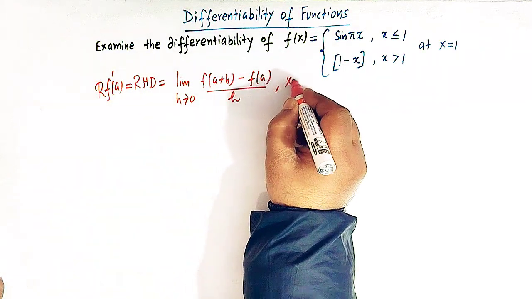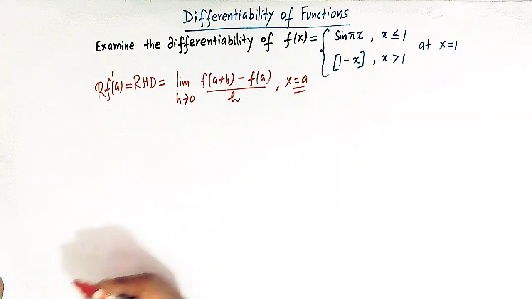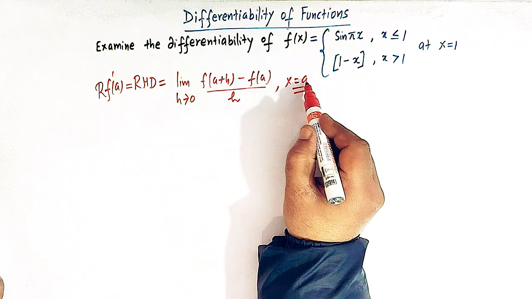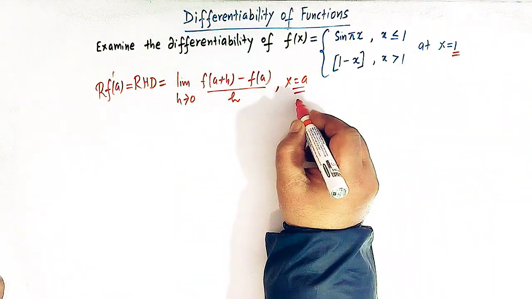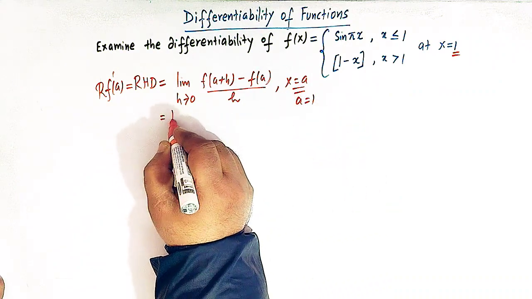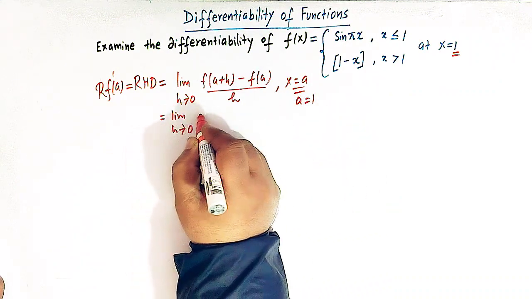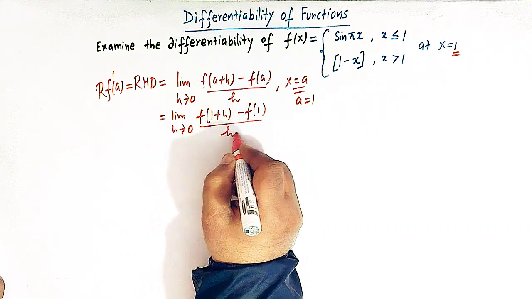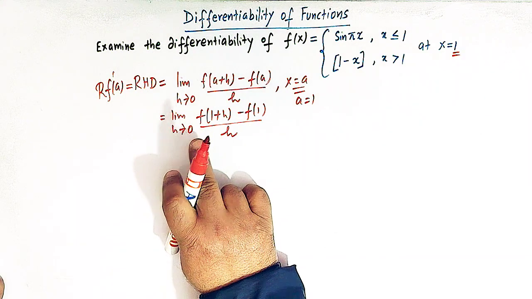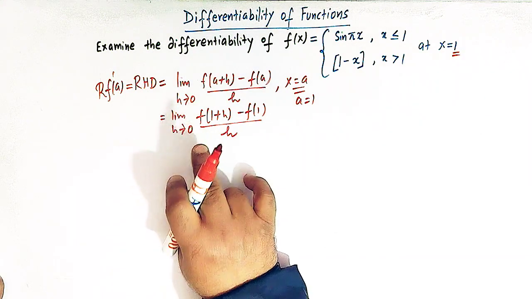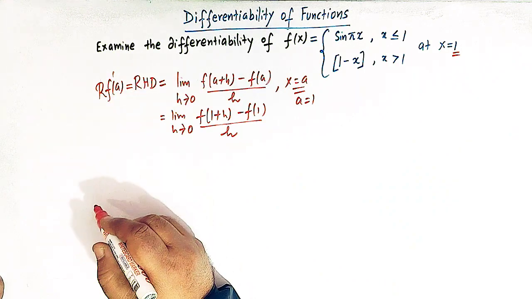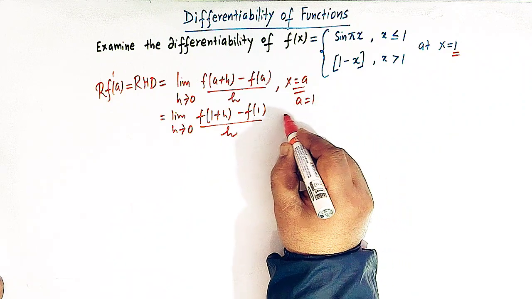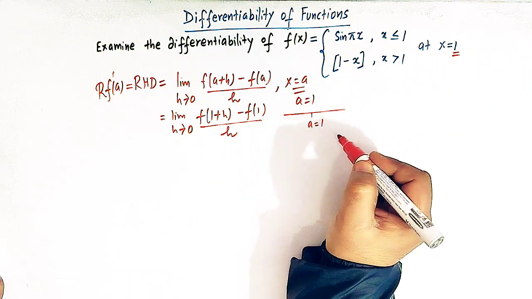So here the point is x is equal to a, right? Now see, here this point a is equal to 1. So we have limit h tends to 0 of f of 1 plus h minus f of 1, divided by h, right? Okay, so now see, when we have to find out the right hand derivative of the function f of x at a is equal to 1, here we have a is equal to 1, right?